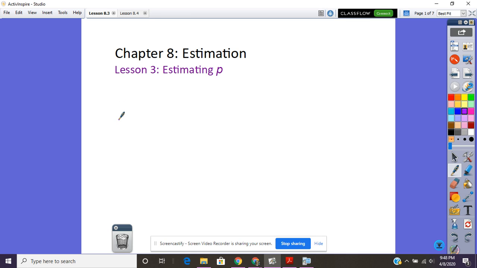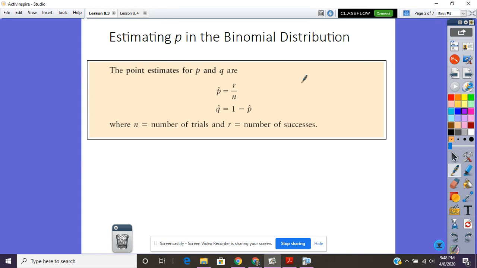All right, so in this third video, we're still talking about estimation and confidence intervals, but now we're going to be estimating a proportion, or estimating P. So our point estimates for P and Q are what we call P hat or Q hat, and it is our number of successes over our total number of trials. So what you can see down here is defined.